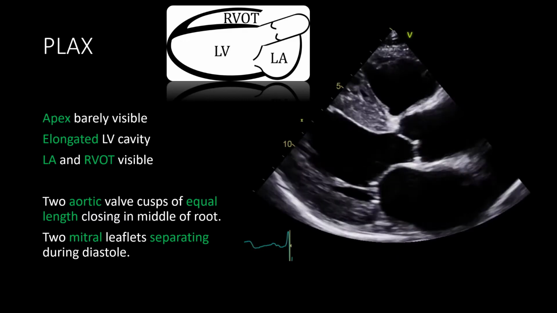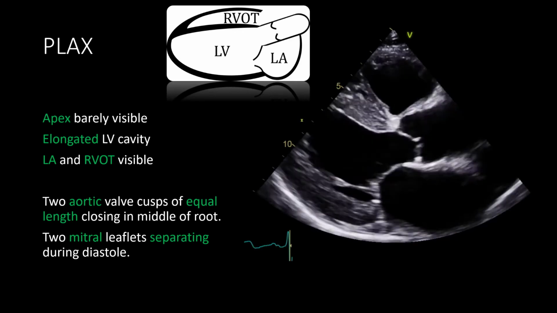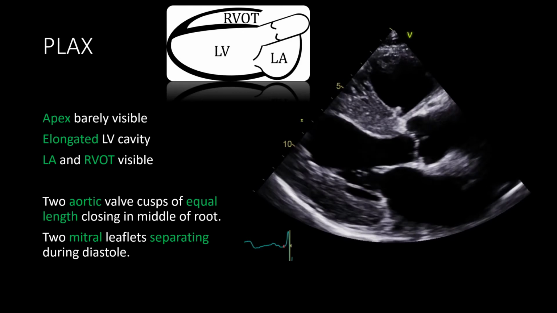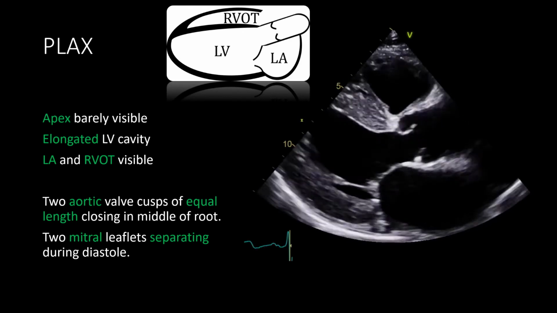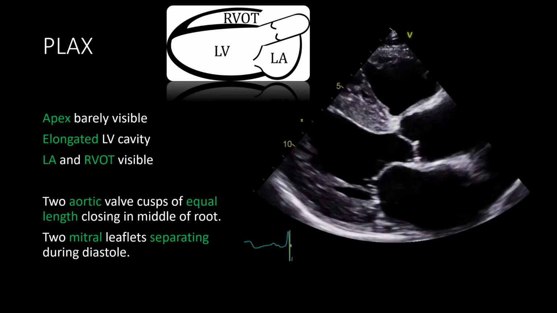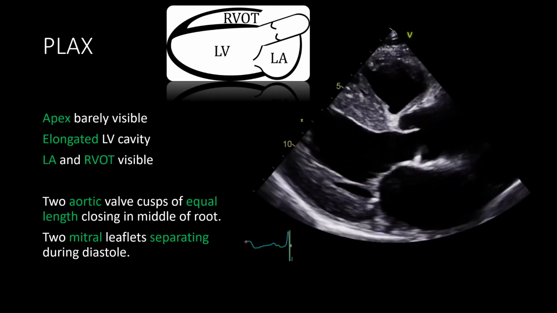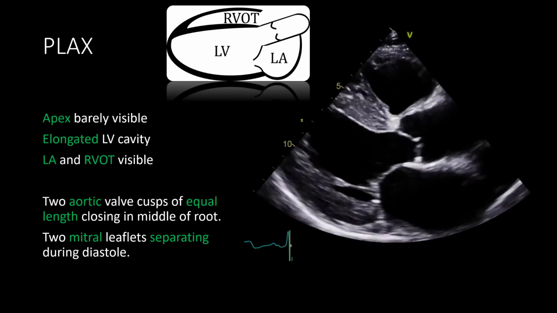Standardization of this view is as follows. The apex should be barely visible. The LV should be as elongated as possible. The RVOT should be visible without any tricuspid valve. The valves both need to be visible. The 2 aortic valve cuffs should be of equal length and closing in the middle of the root. Finally, the 2 mitral leaflets should be separating during diastole, but cannot of course be of equal length by simple morphology.